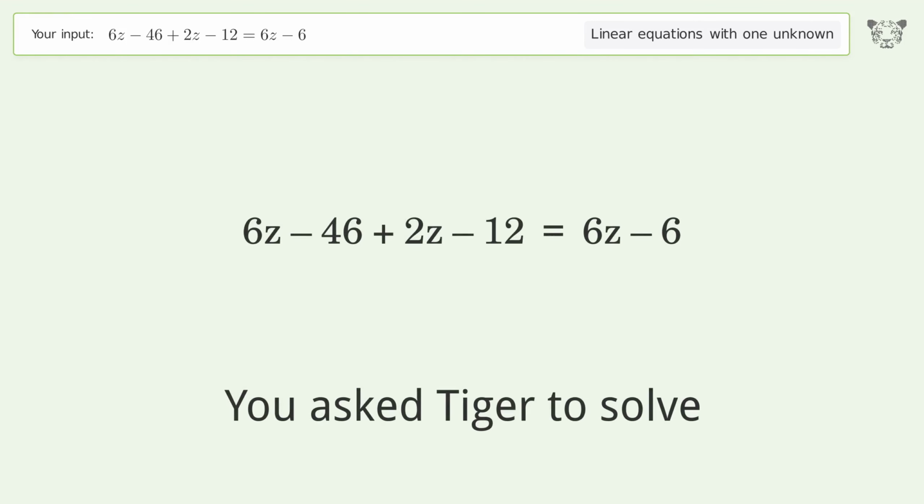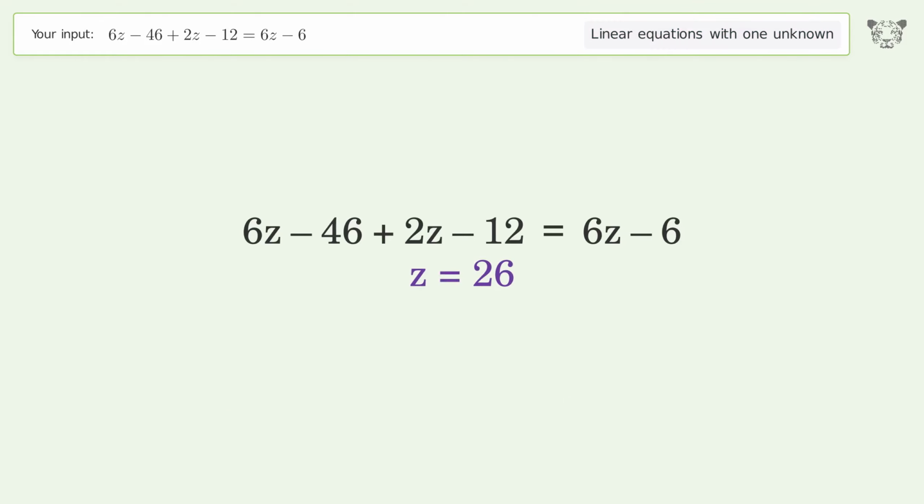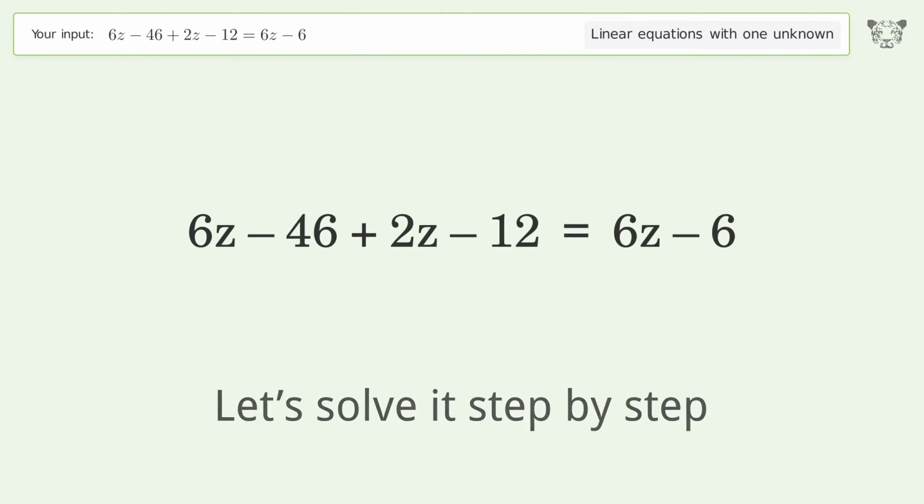You ask Tiger to solve. This deals with linear equations with one unknown. The final result is z equals 26. Let's solve it step by step.